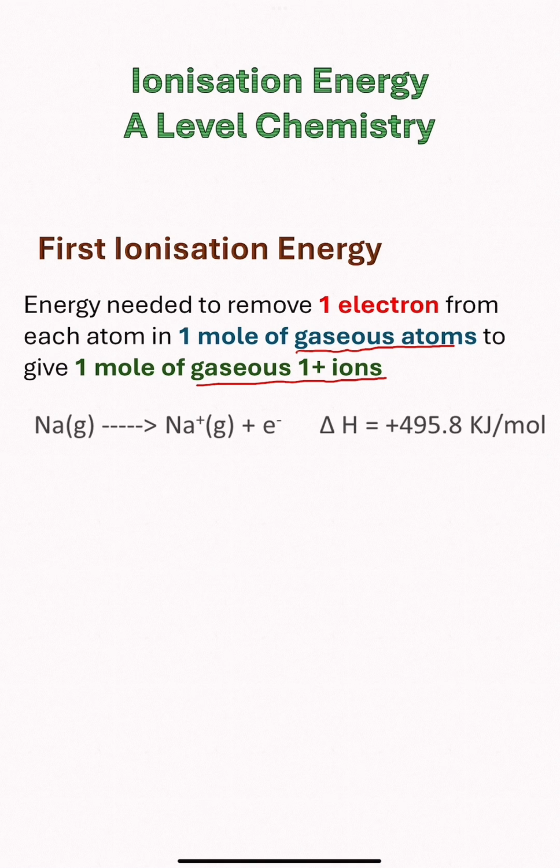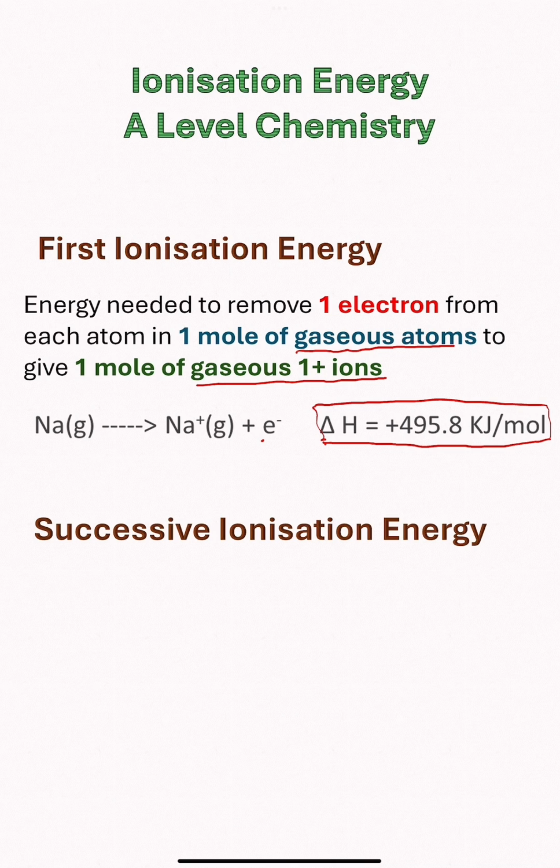For example, when we have sodium as a gas, when each atom of 1 mole of sodium loses 1 electron, that will give you 1 mole of gaseous sodium 1+. And this is the ionization energy, the first ionization energy. If we are talking about first ionization energy and we said first, that means there are successive ionization energies.